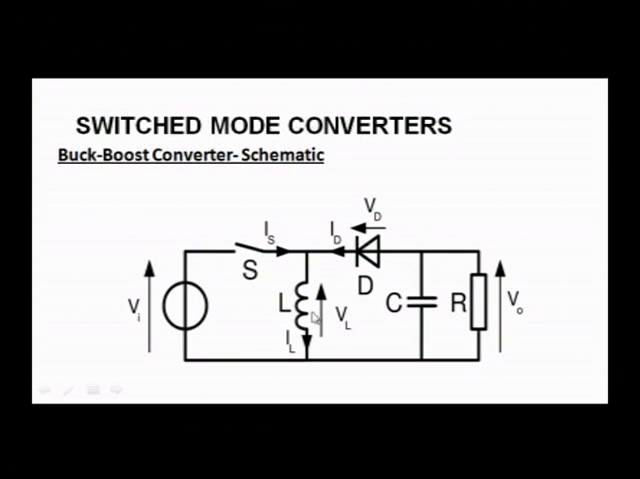Then you have an inductor, whose principle is to not allow the input current to change instantaneously. That principle is also there. Then you have a diode, and finally at the output, in all the circuits, you have a capacitor and a load resistance. So almost all three converters have the same components connected in different ways, that is all. This is the way in which I am going to have a buck boost converter.